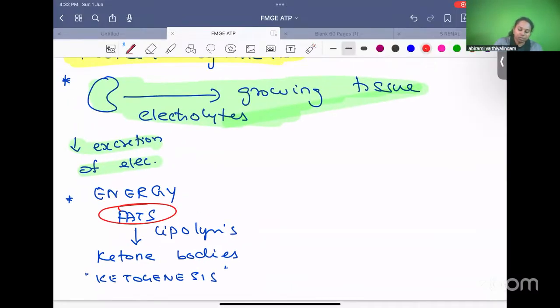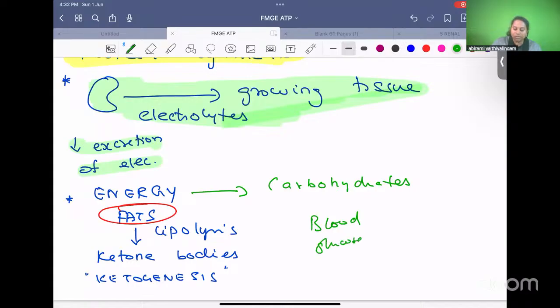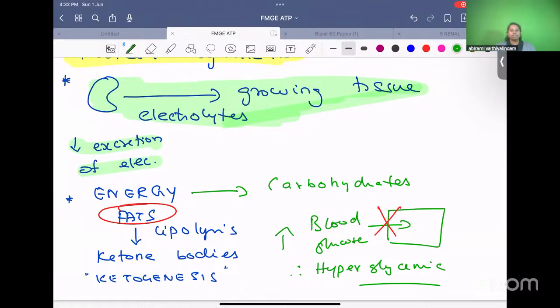The other source of energy is carbohydrates, fats and also carbohydrates. But remember, carbohydrates will not be used by growth hormone. The raw material of carbohydrate is blood glucose. Blood glucose will not be utilized by the cells. It will use only fats. It will not use carbohydrate. If glucose is not used, over time blood glucose increases, therefore resulting in hyperglycemia. So growth hormone is hyperglycemic.